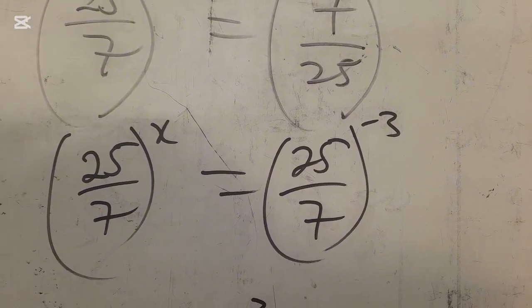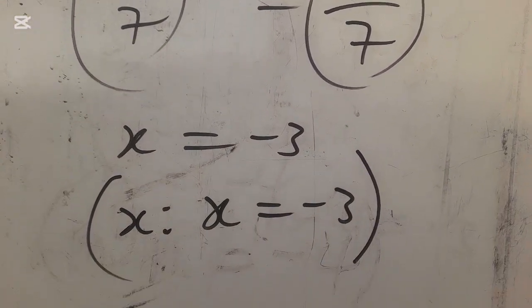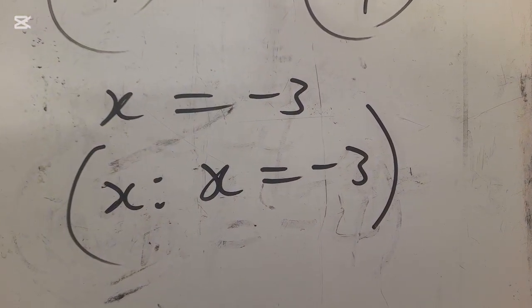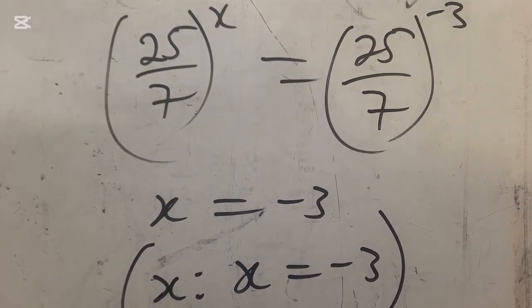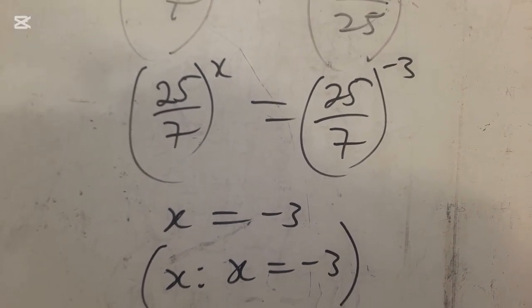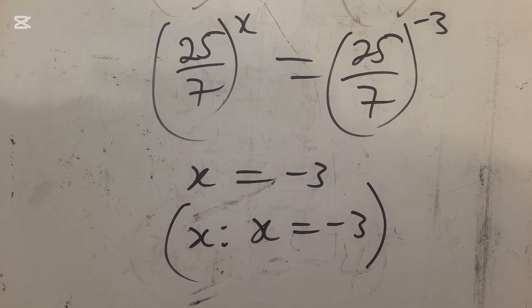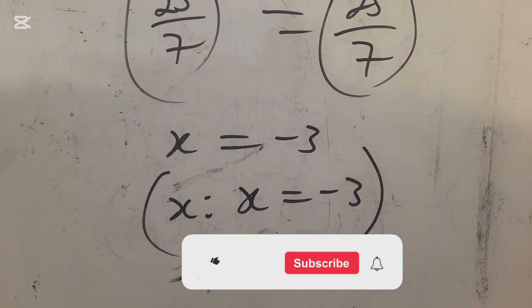So now the bases are the same. The law says that we should equate the powers. As the bases are the same, we should equate the powers. Therefore, x is equal to minus 3. Therefore x is such that x is equal to -3.